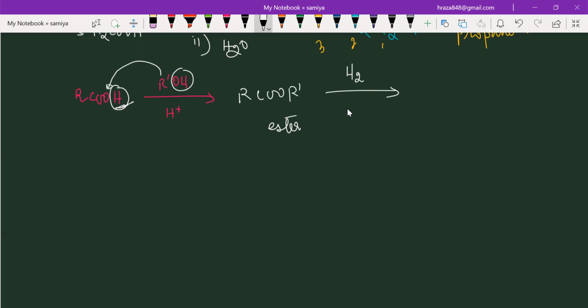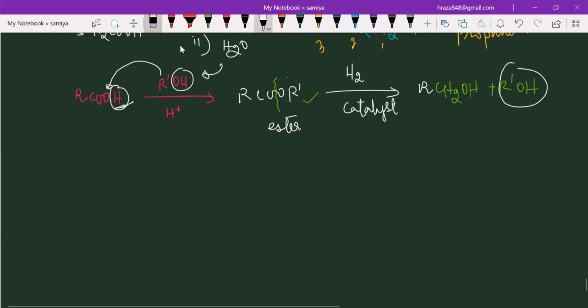will be reduced, adding H2 in the presence of catalyst. Now see what happens. This bond will be broken. Which bond? This bond will be broken, and you will get RCH2OH. And with this, you will get R'OH. The alcohol which you are going to use in the first step will be eliminated in the last step. You will get it again. Are you getting my point?